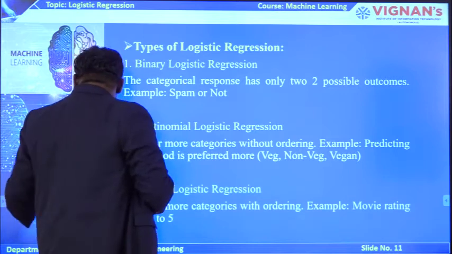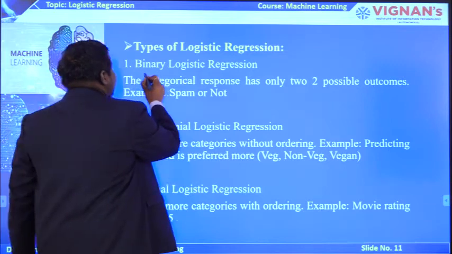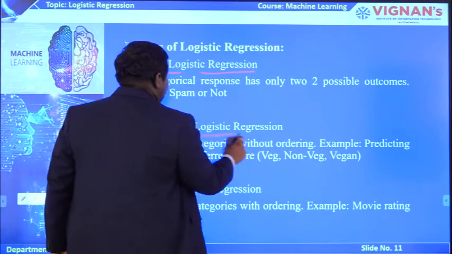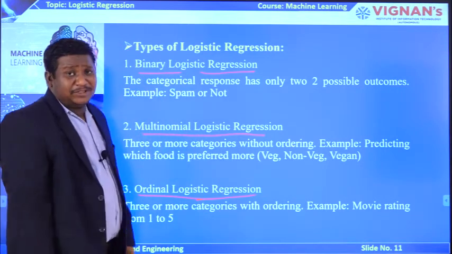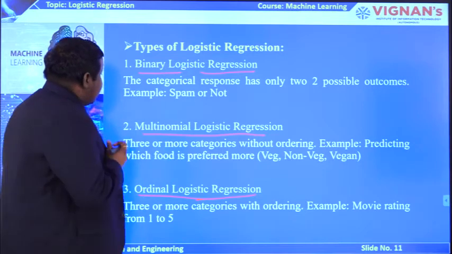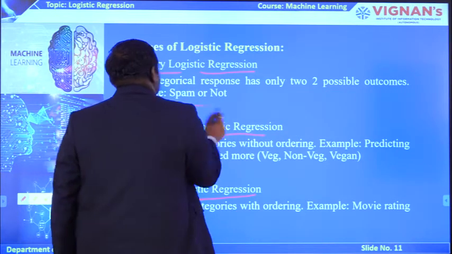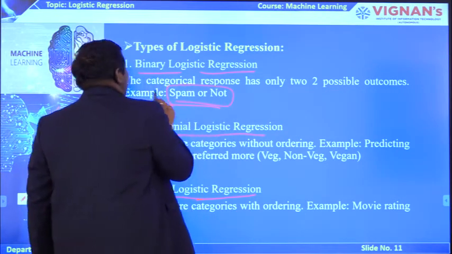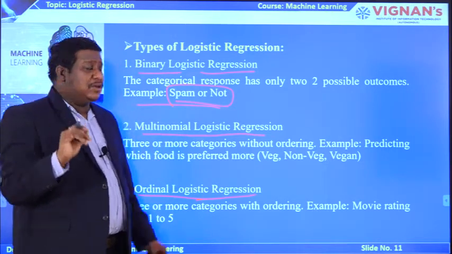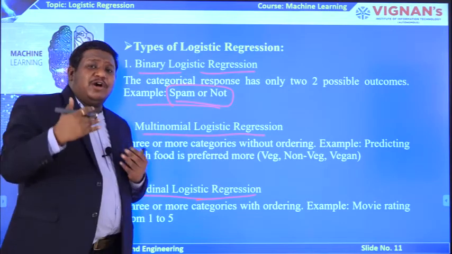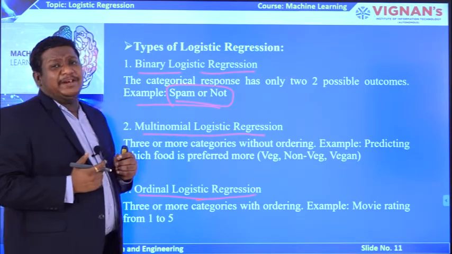Basically, there are 3 types of logistic regression. The first one is binary logistic regression, the second one is multinomial logistic regression, the third one is ordinal logistic regression. These are the 3 types of logistic regression we have. First, the binary logistic regression: the categorical response has only 2 possible outcomes, like spam or not. So, binary logistic regression will give you outputs as only 2 values, true or false, 1 or 0. Basically, the best example for this is whether the email you got is spam or not.